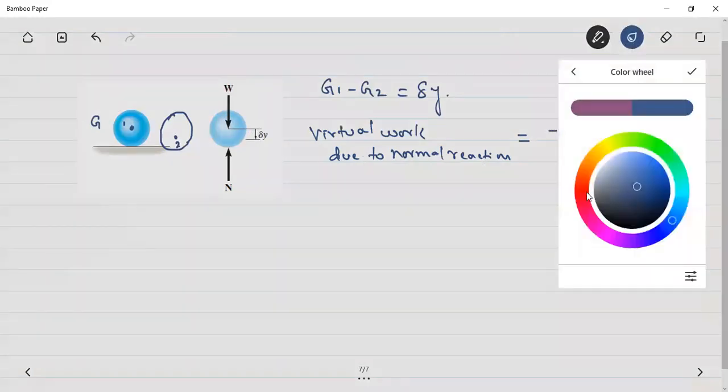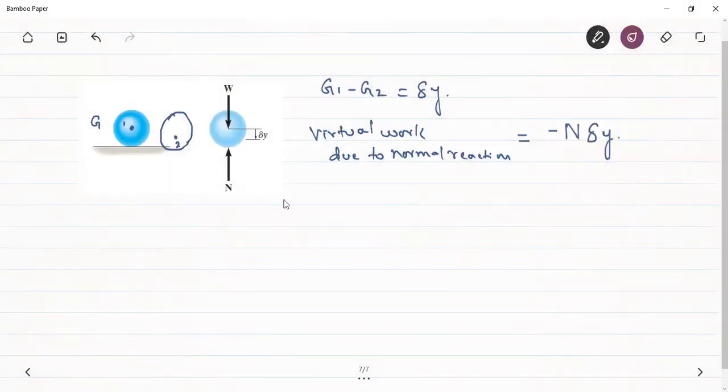Now similarly we can see the virtual work done due to weight. Weight is in the downward direction, and the displacement is in the downward direction, therefore this virtual work will be positive, W delta y. Together we have minus N delta y plus W delta y.